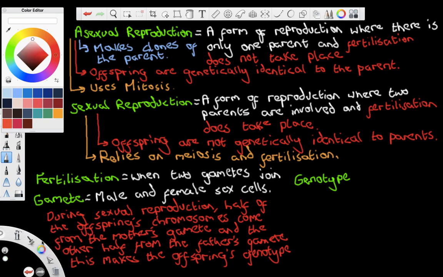Now, a genotype can be defined as all of the alleles, which we'll talk about in a moment, A-L-L-E-L-E-S, all of the alleles present in an organism. Now, there's a couple of important points here. So the genotype is all of the alleles present in an organism.